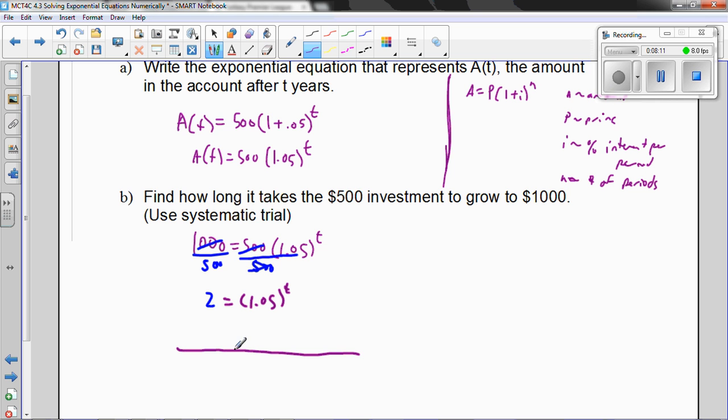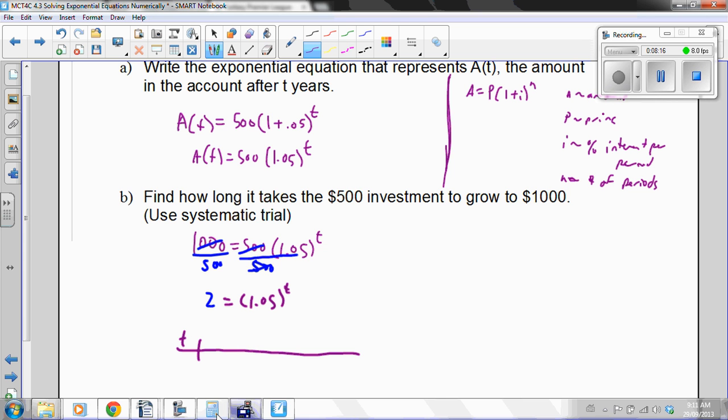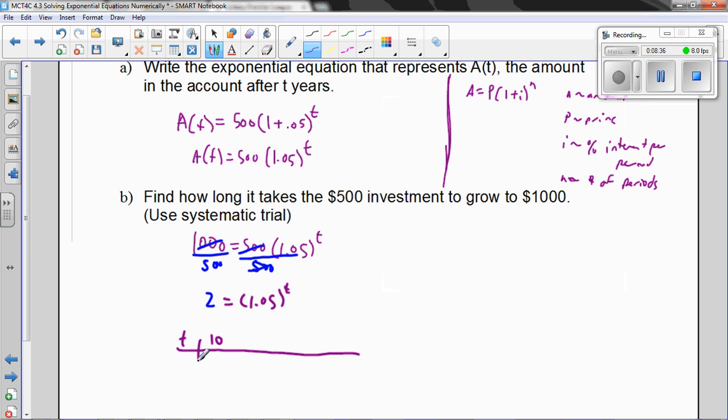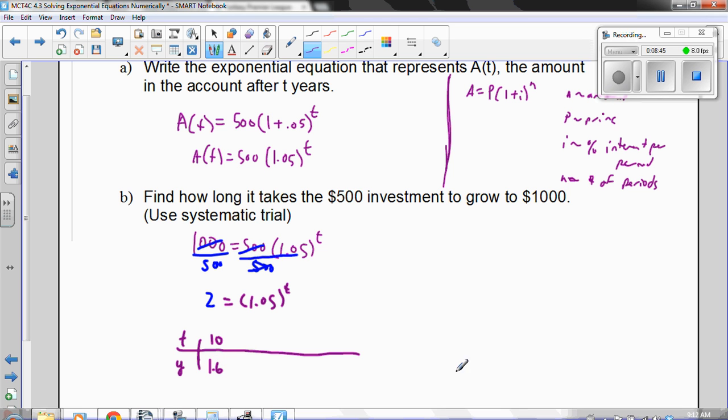Guess and check, right? So for a T, and again, we're just guessing, right? And notice, with the 500 out of the way, my expression gets a little bit easier. 1.05 to the exponent, and this is just a guess, but try maybe 10 years. Well, that's 1.6. For 10 years, I get an output of, maybe I'll just call it Y, because it's not really A at T, of 1.6, right?